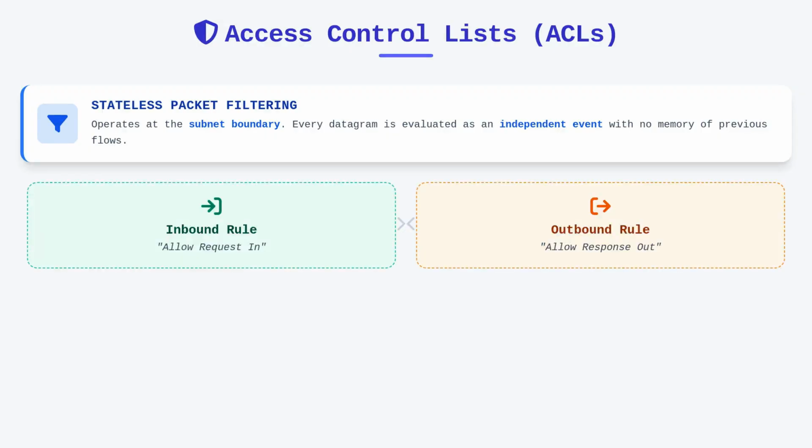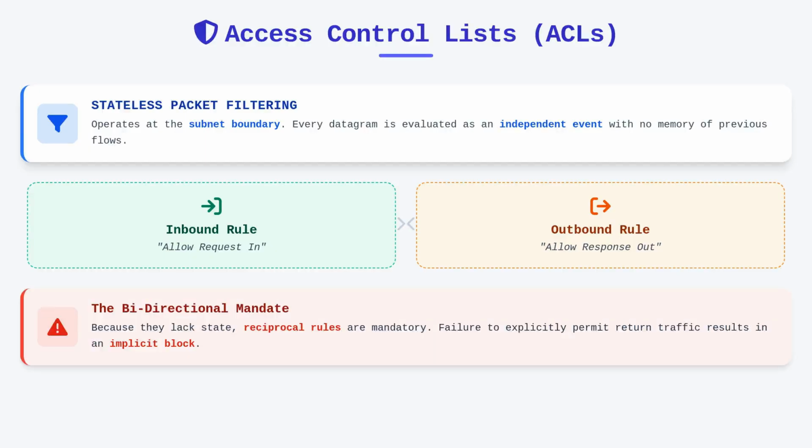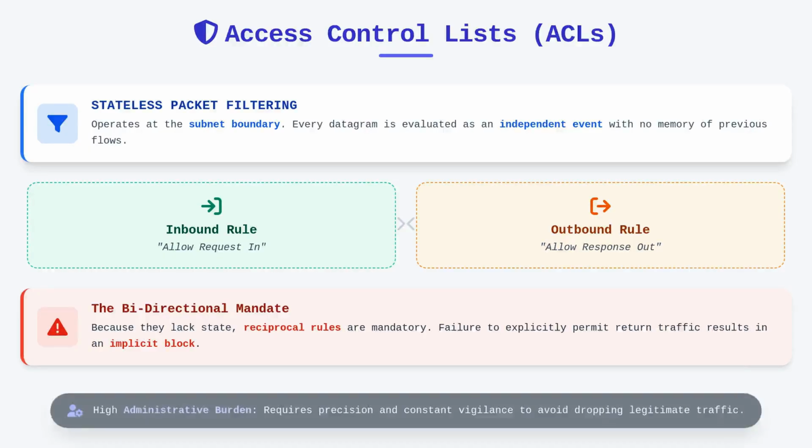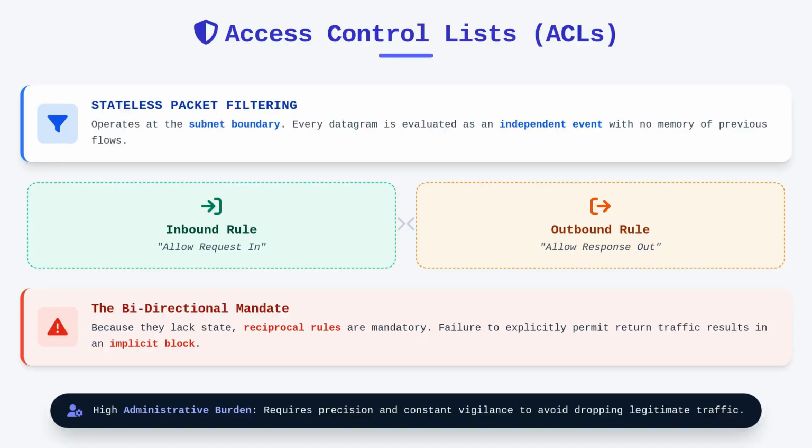Because they are stateless, you must define explicit rules for both inbound and outbound traffic to facilitate bidirectional communication. If you allow a client to request data from a server, the ACL will implicitly block the return traffic unless you manually create a corresponding rule to permit that response packet. This necessity for reciprocal rule definitions increases the administrative burden, requiring precision and constant vigilance to ensure that legitimate application traffic is not inadvertently dropped by a restrictive entry.